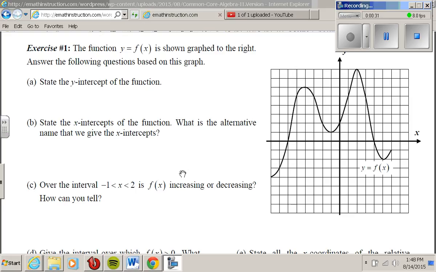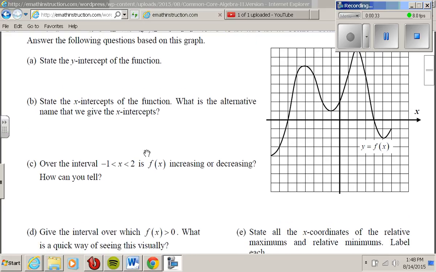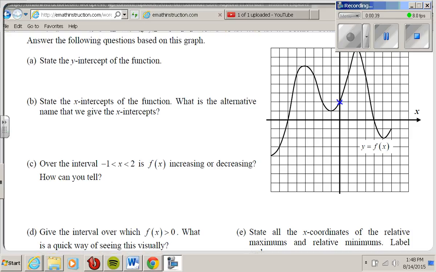So first thing we're going to do is state the y-intercept of the function. Y-intercept, again, is where it crosses through the y-axis. And in this case, the y-intercept is the coordinate point 0, 2.